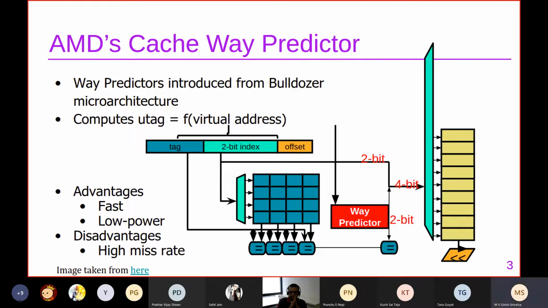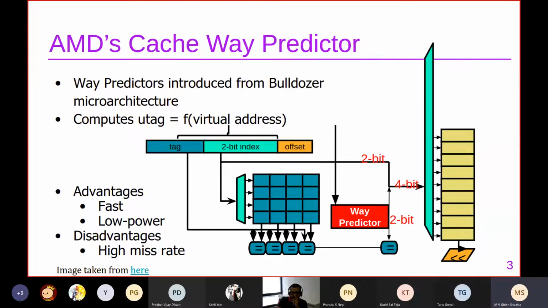Way predictors, as the name suggests, are used to predict which way a particular virtual address is present in. The reason is that in case of a hit, you do not need to access all of the ways within a particular set. Rather, you access only one, which is faster and also has low power consumption. On the other hand, in case of a miss, you will have to forward the request to L2 cache despite it already being there within L1D cache.